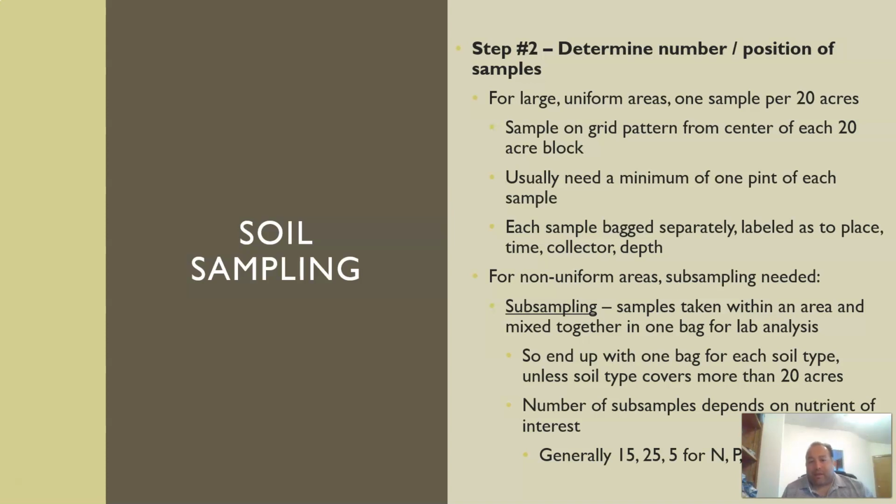Your second step in the soil sampling process would be to determine the number and the position of the samples. So if it's a large uniform area, you can go one sample every 20 acres. You usually need about a pint of each sample, and then you want to bag it and label it with the place, the time, the collector, the depth, any other useful information. For areas that aren't uniform, you might need subsampling, so you might need multiple samples within a bigger sample. And it really just depends on the nutrient of interest.